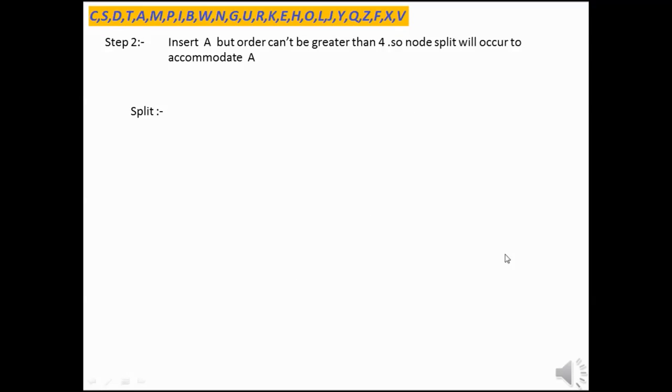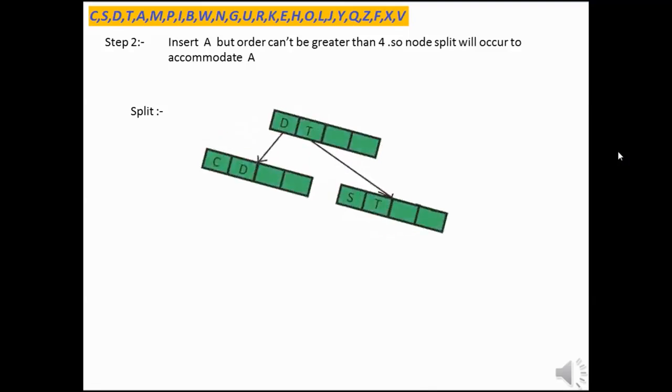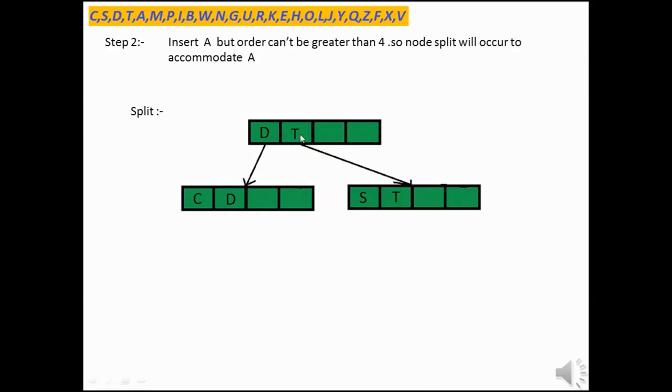Let's come to the insertion of A. See, the order is 4, so there is no space left in the node to accommodate A. Hence, there is a requirement for the split. Note carefully in the slide how the split has occurred. During the split, we have divided the node into two equal nodes and we have distributed the keys equally among these nodes.